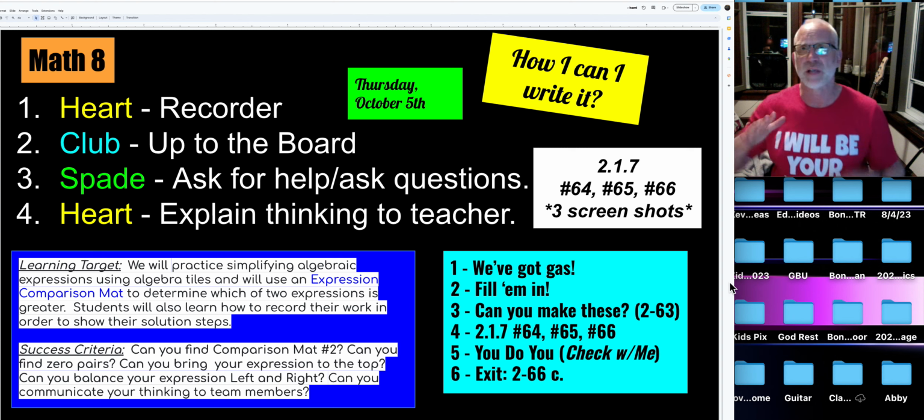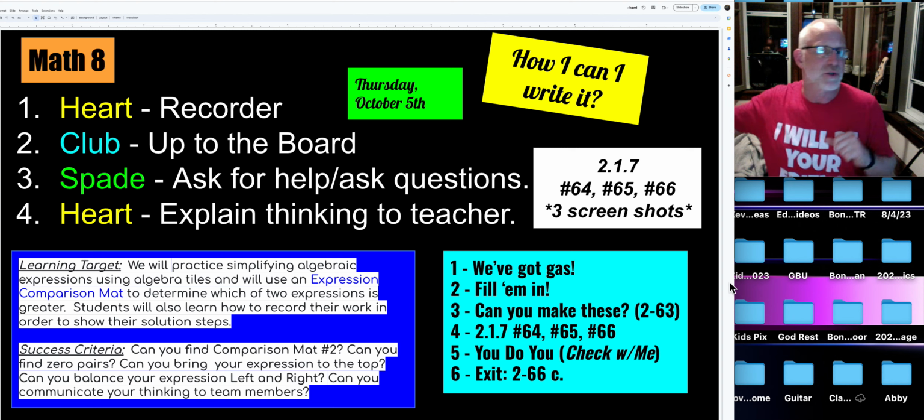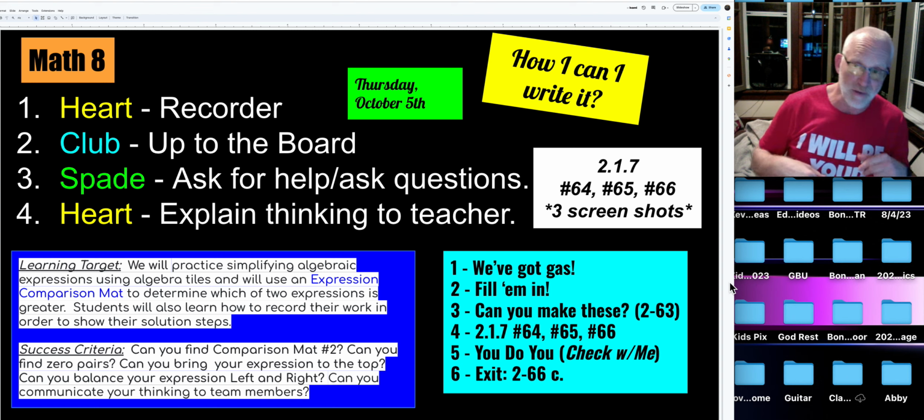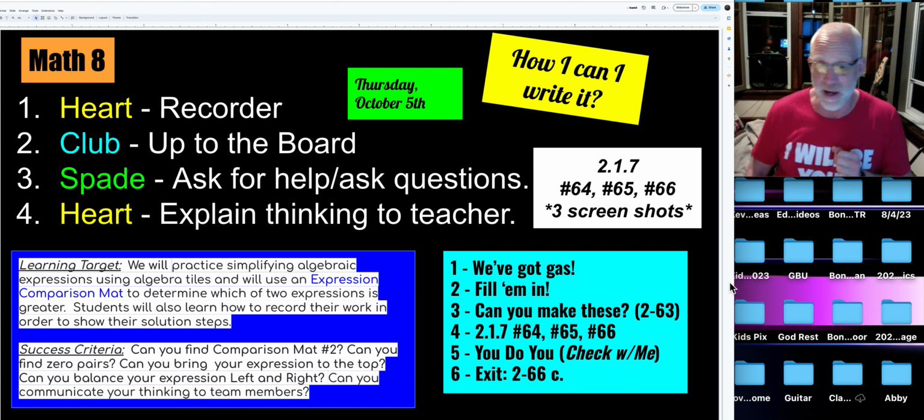And they realized it was like a scale, right? So whatever you took from the right, you took from the left, and whatever you took from the left, you took from the right. And then they balanced them.